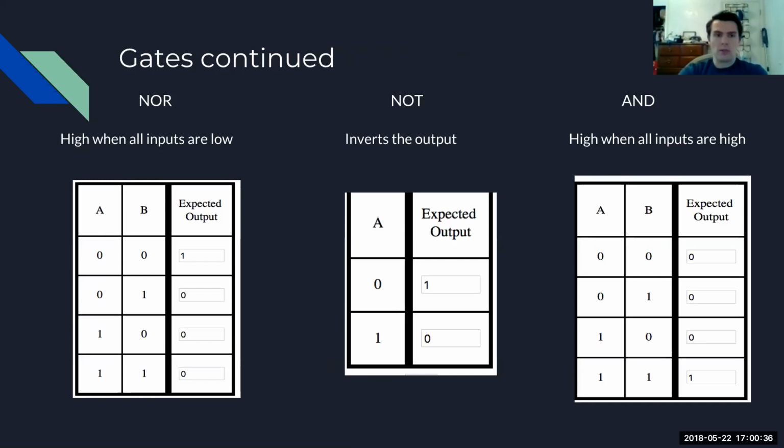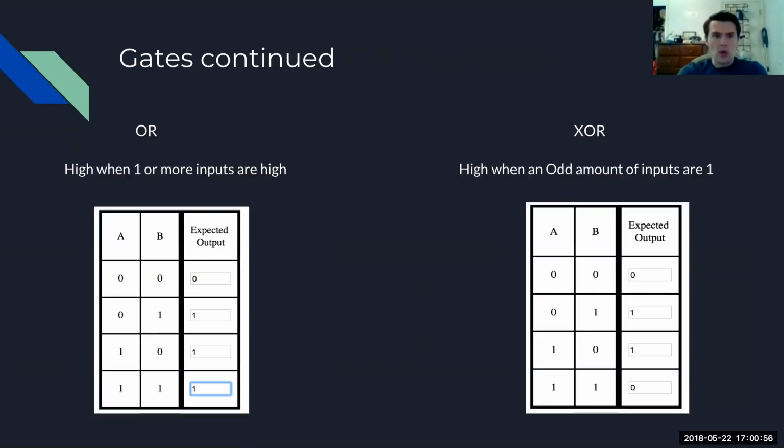Next, we did a review of the NOR gate that has a high output when all inputs are low. And then the NOT gate essentially just inverts the input. And then the AND gate is high when all inputs are high. The OR gate produces a high result when one or more inputs are high, including both inputs. And then the exclusive OR gate only produces a high result when an odd amount of inputs are high, in this case with a 2-input gate.